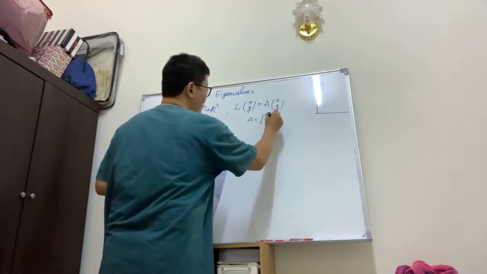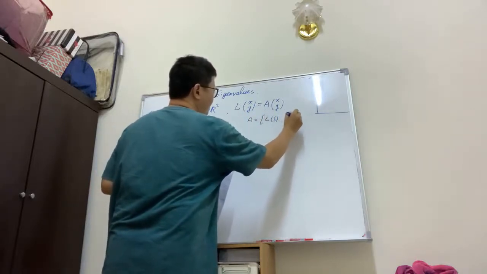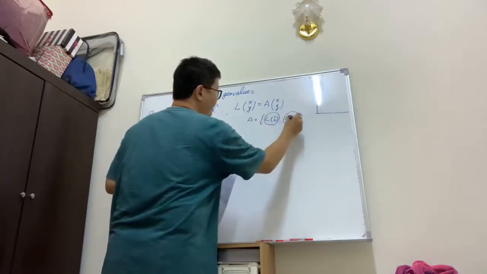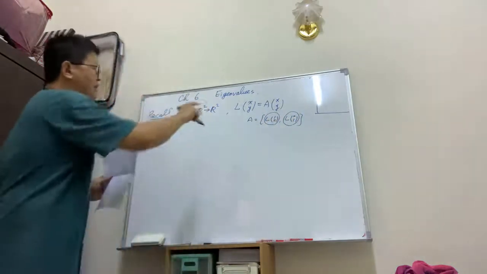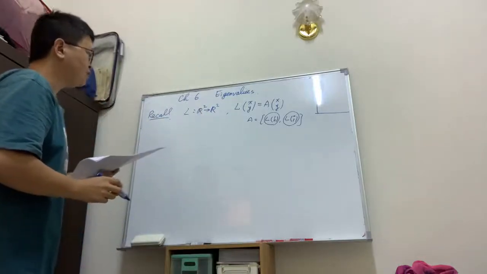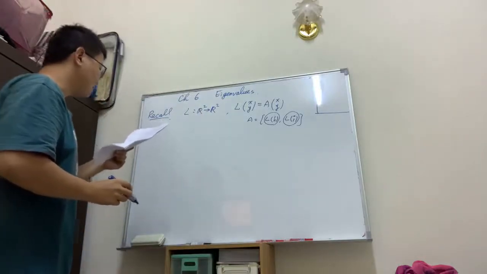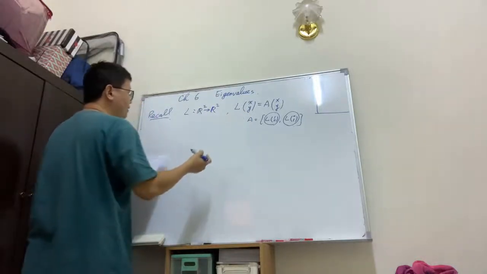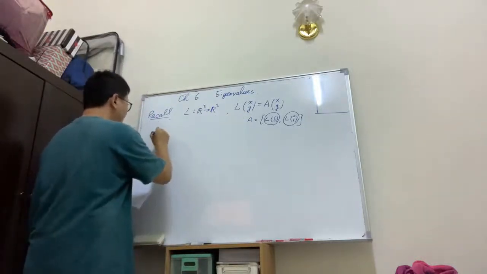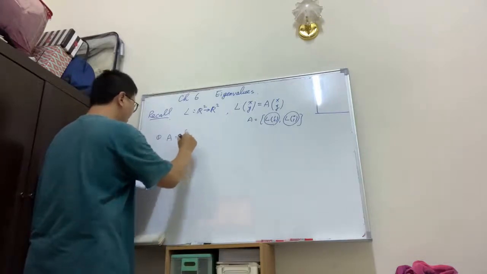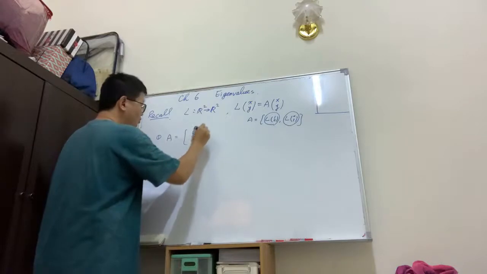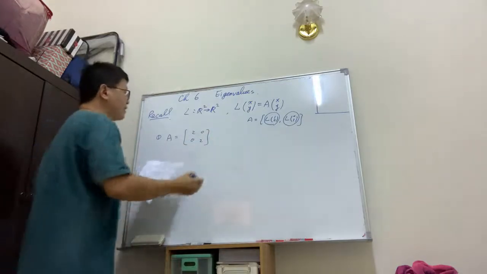Actually A is this one: L of (1, 0) and L of (0, 1). The first column is L of (1, 0), and the second column is L of (0, 1). This matrix A is our standard representation. For this matrix A, suppose A is 2, 0, 0, 2.